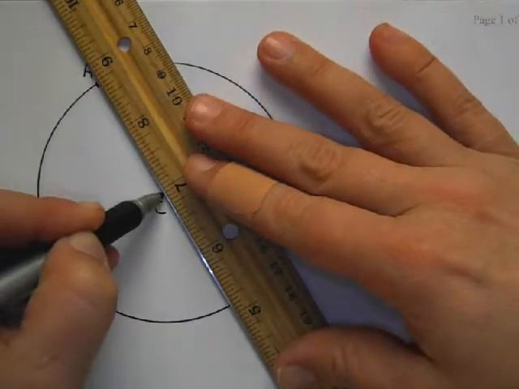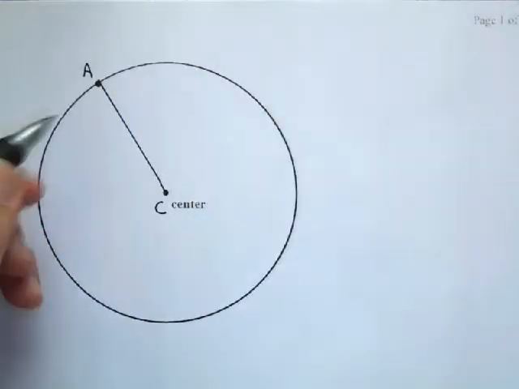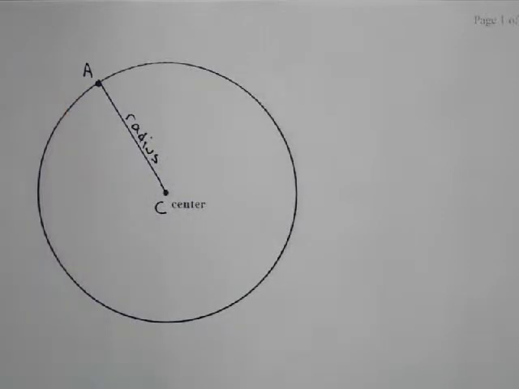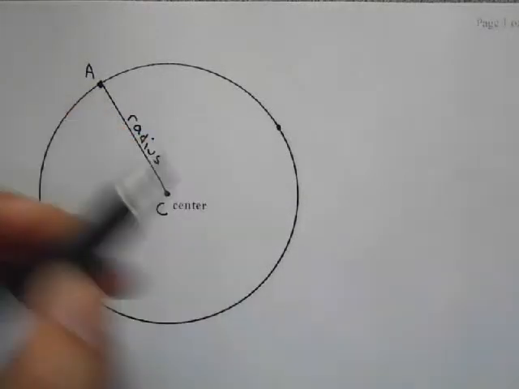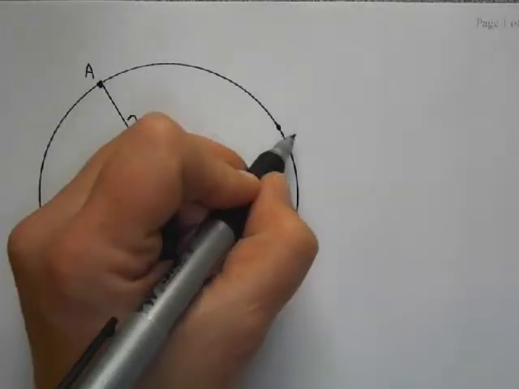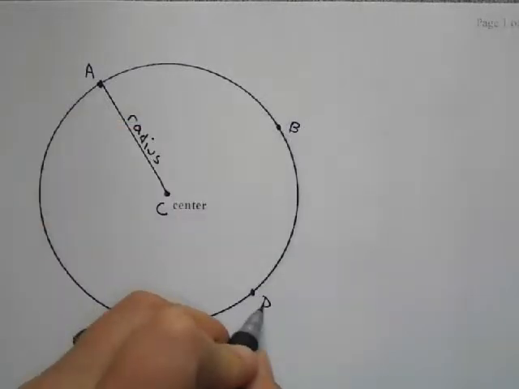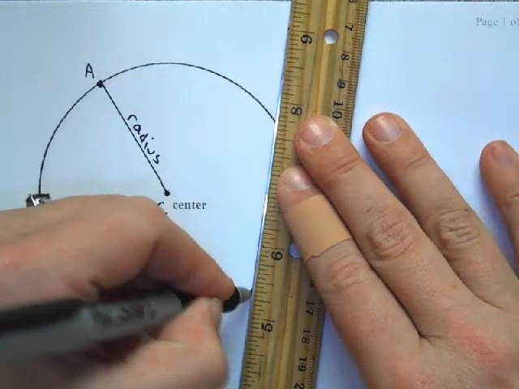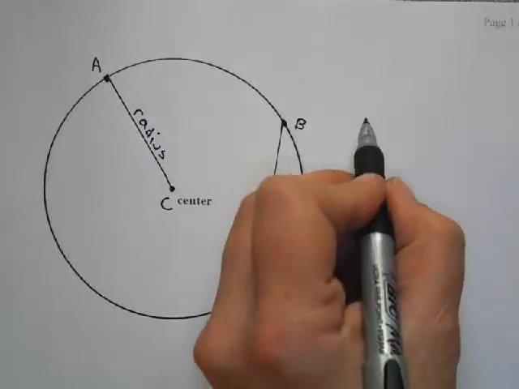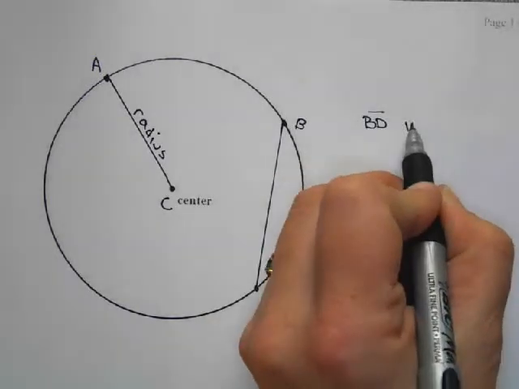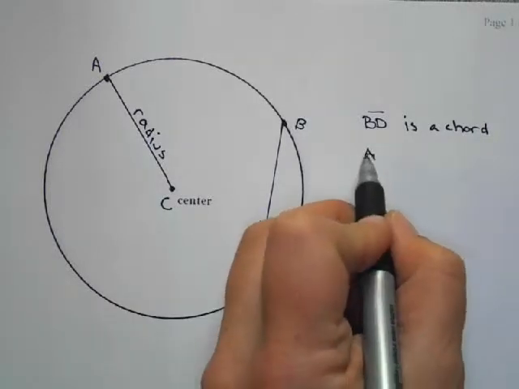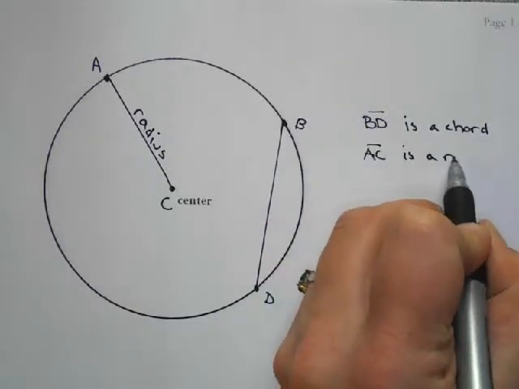If you draw a segment from the center out to any point on the circle, that is called a radius. A chord is a segment that connects any 2 points on the circle. So one example, if we put 2 points anywhere you like, connect them with a segment. So segment BD is a chord. AC is a radius.